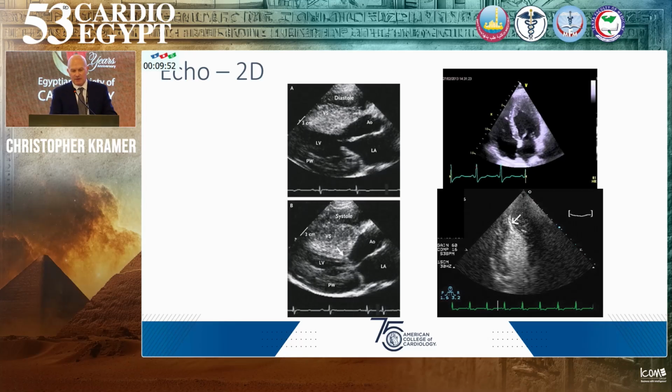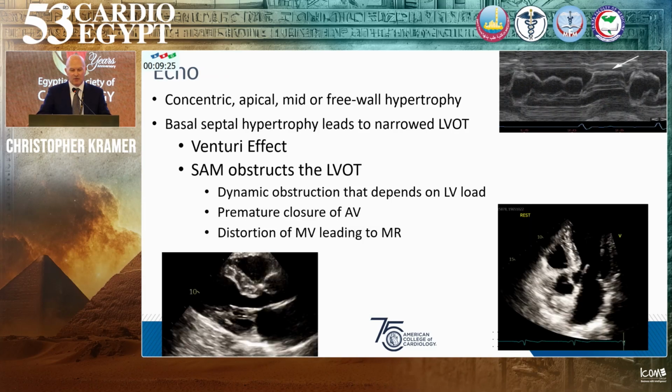Here's a typical echo in a patient with massive septal hypertrophy at end diastole and end systole. Notice the anterior leaflet of the mitral valve hitting the septum. Here's a patient with apical HCM shown in a 4-chamber view. It's quite important to use contrast in patients with suboptimal windows to better identify apical HCM, because it can be missed by echo, and that's an important application of CMR.